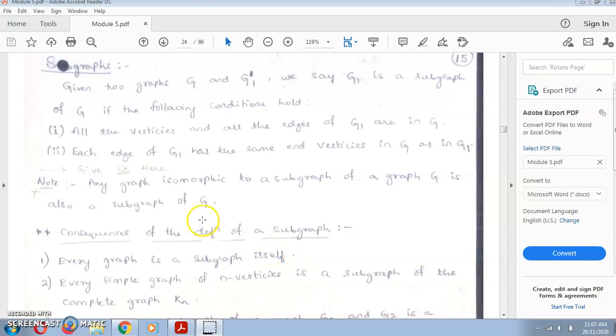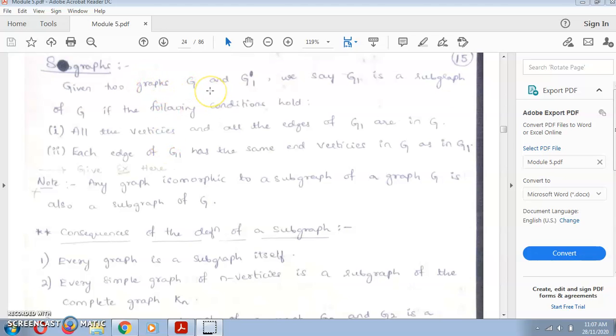Hello everyone. Let us continue our next topic. What are subgraphs? So till now we have seen concepts like what are isomorphic graphs and some of the concepts related to isomorphic graphs. So we'll see what are subgraphs.